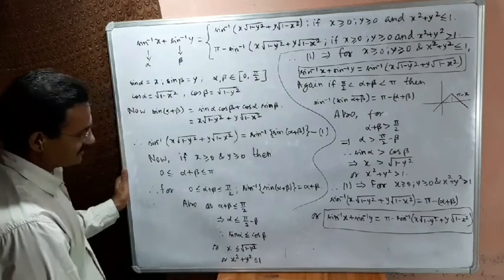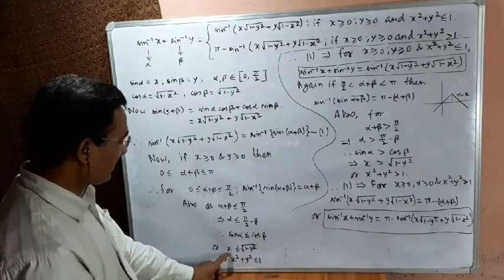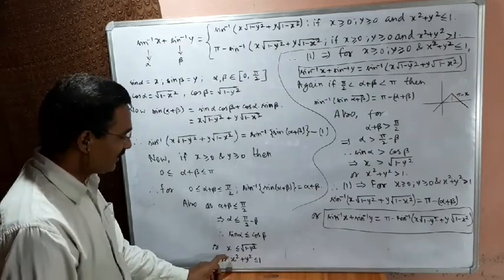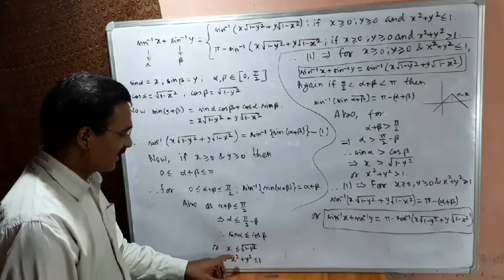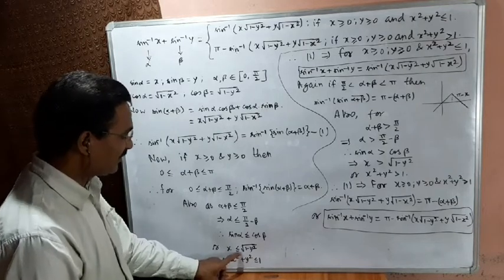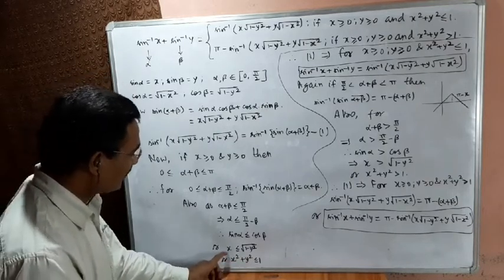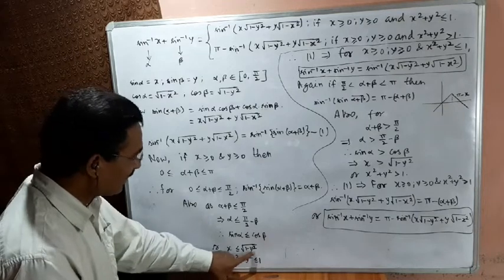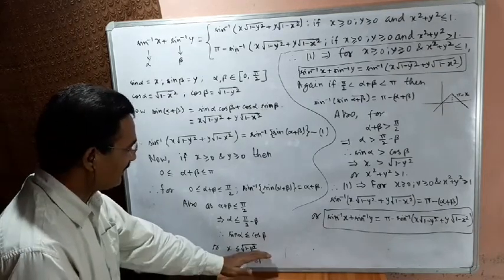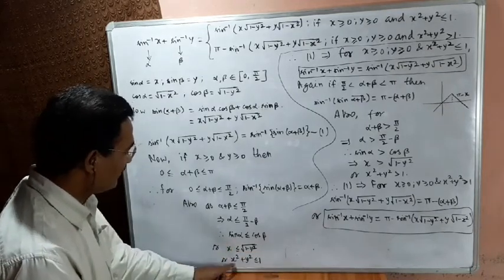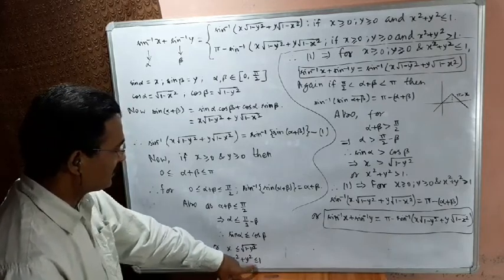Squaring both sides, because we know x is positive, therefore there is no loss of generality if we square both sides. After squaring, the symbol of the inequality will be the same. After squaring, this will be x square less than or equal to 1 minus y square, and then minus y square is taken to left, and x square plus y square less than or equal to 1.